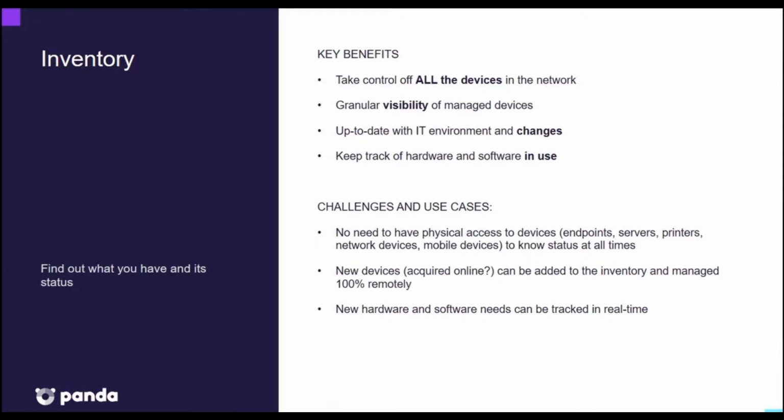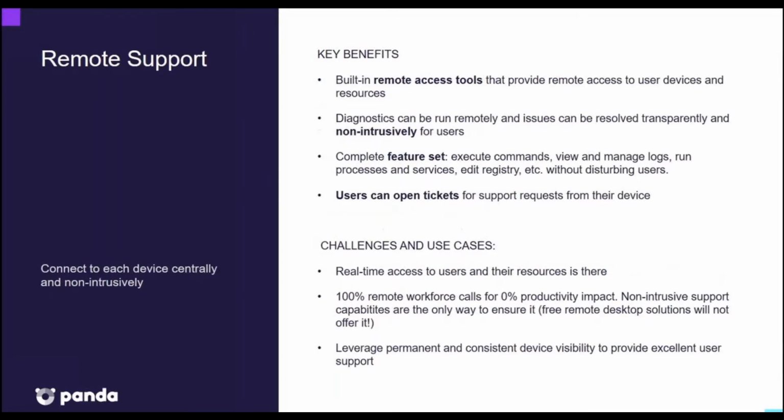There are new devices acquired online, for example. Let's say that you have an end user who is working from home, he bought something online, you allowed him to do that, then you can actually install the agent and do the rest of the configuration that you need 100% remotely. New hardware and software needs can be tracked in real time. So this is the inventory information.